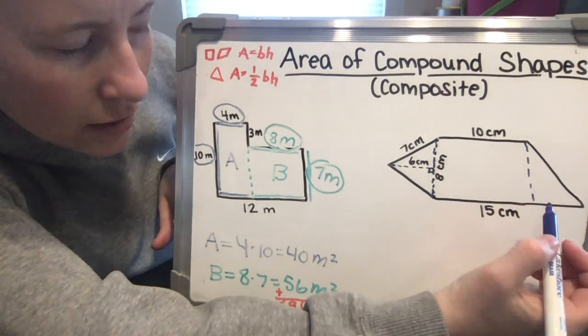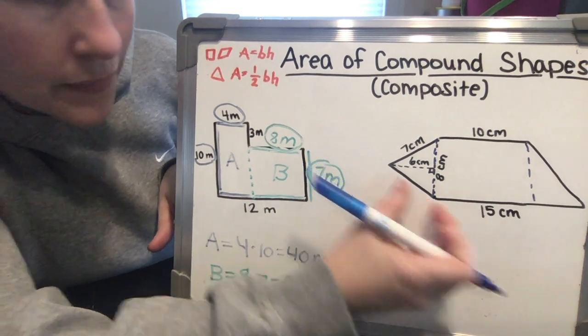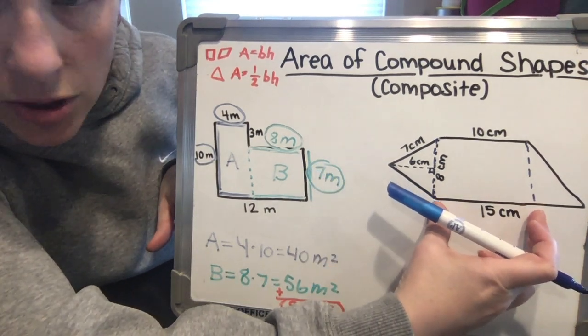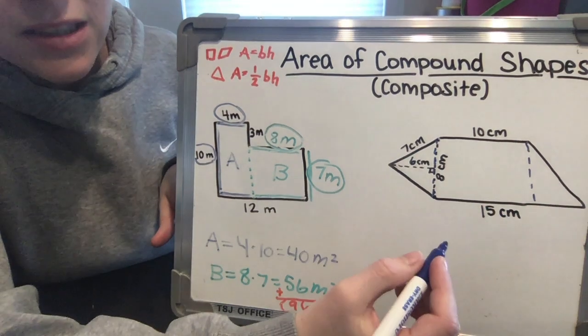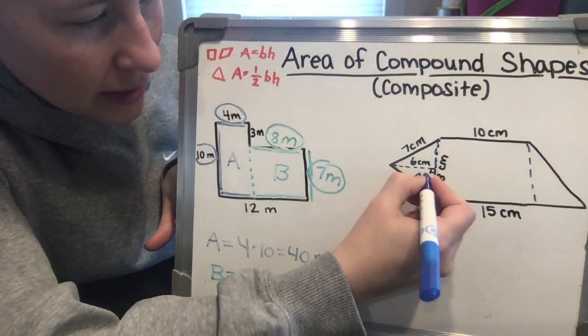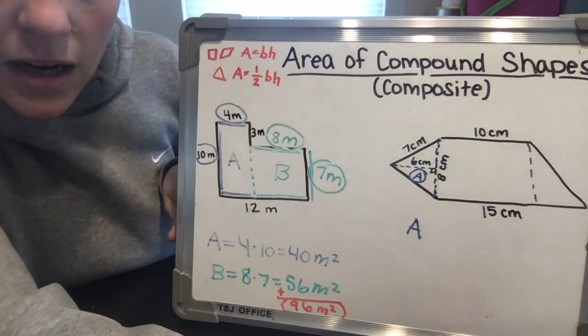So now what I've done for myself is I've given myself three shapes. Triangle shape 1. Rectangle in the middle is shape 2. Triangle on the right is shape 3. I'm going to start with my first shape. I'm going to label it A again. Okay, so I'm going to find the area of shape A.